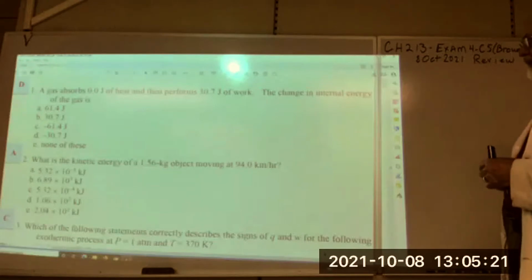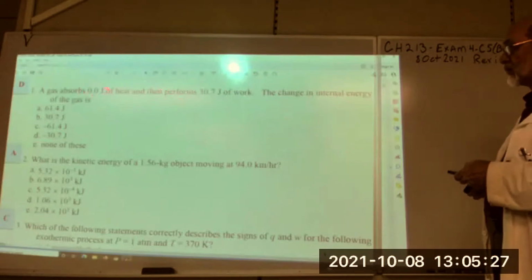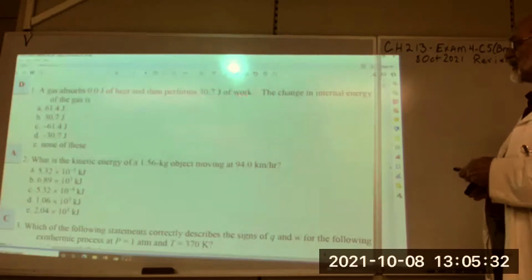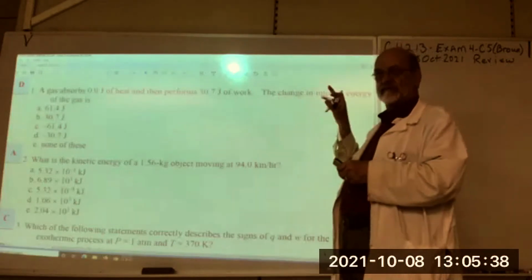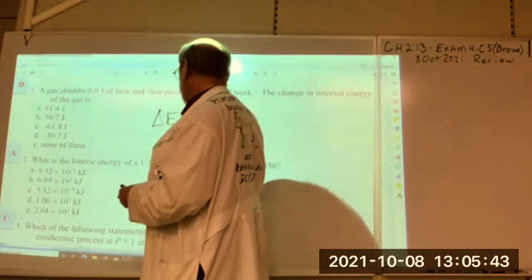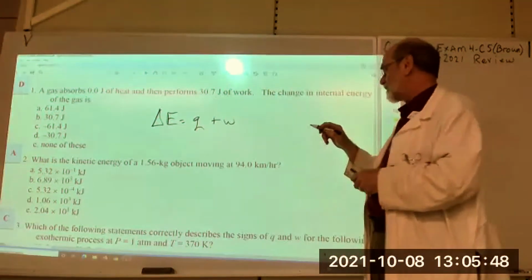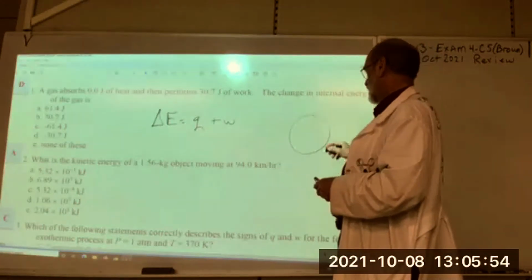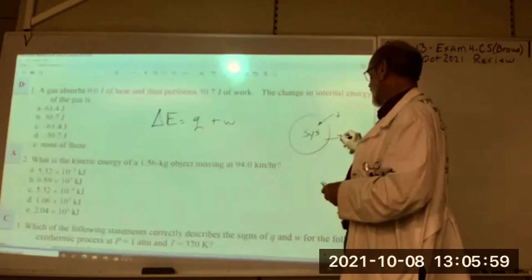Number one: a gas absorbs no heat, 0 joules, but it performs 30.7 joules of work. The change in internal energy of the gas is what? Work it backwards. What's internal energy? It's heat plus work, correct? Remember, the sign convention is relative to the system. So if it's going in, it's positive. If it's coming out, it's negative.